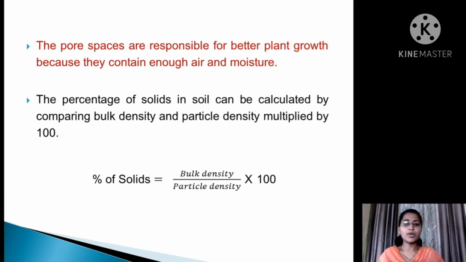See the formula for that. Percentage of solids is equal to bulk density divided by particle density multiplied by 100. This formula is used to find out percent solids.